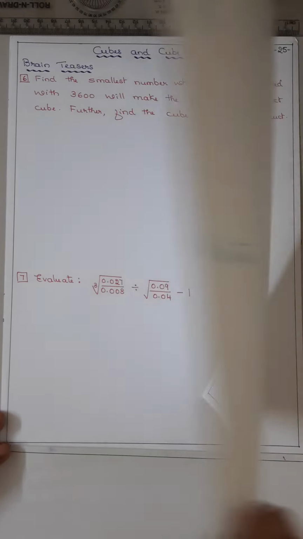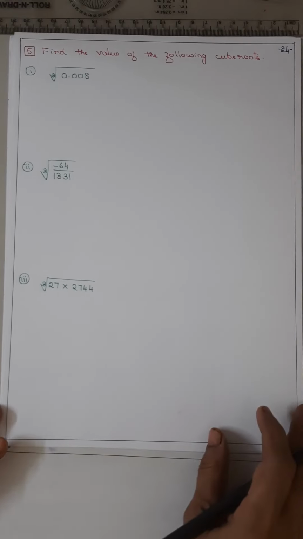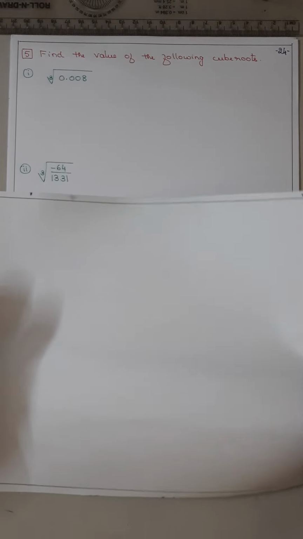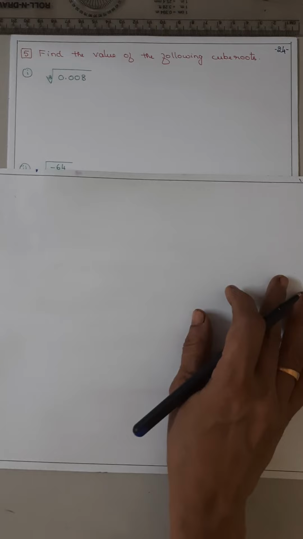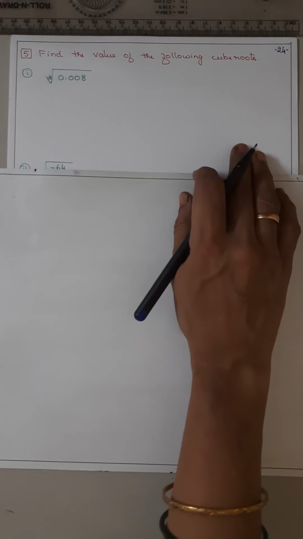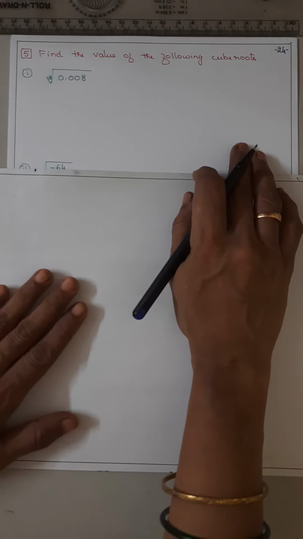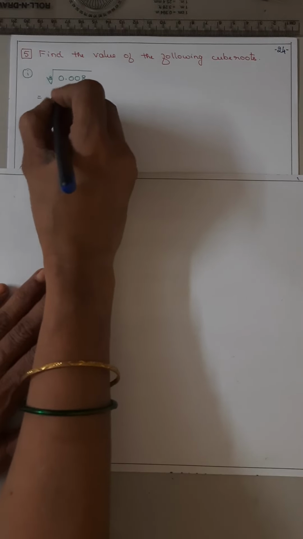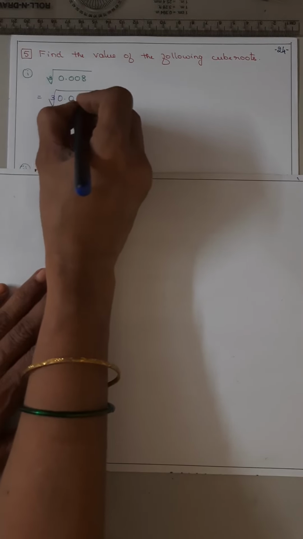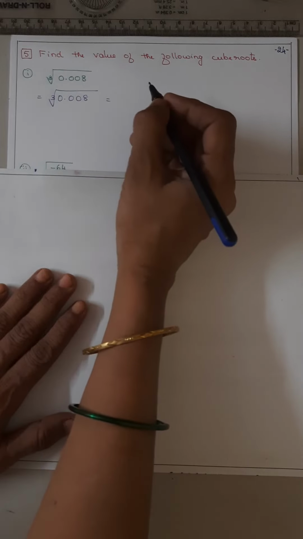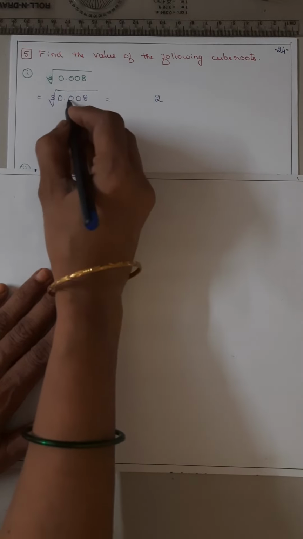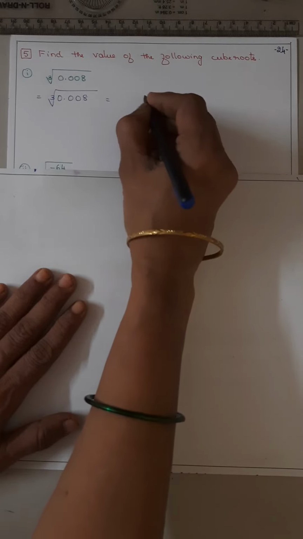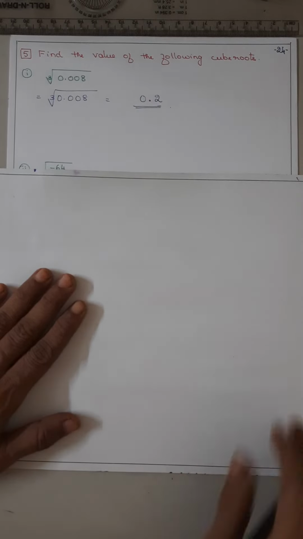Now coming to question number 5. Find the value of the following cube roots. First, the cube root of 0.008. How much will it be? The cube root of 8 is 2. There are 3 decimal places, so the answer will have 1 decimal place. Directly, it is 0.2.